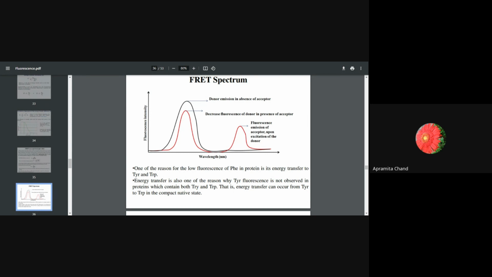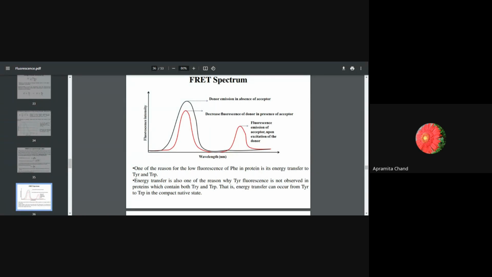There's also the application part. The phenylalanine amino acid has a low fluorescence in the protein because of its energy transfer to tyrosine and tryptophan, and this energy transfer is also the reason why the tyrosine fluorescence is not observed in proteins which contain both tryptophan and tyrosine, because the energy transfer can also occur from tyrosine to tryptophan in the compact native state. So that is why we can see that the applications of FRET in protein conformational studies is quite high.